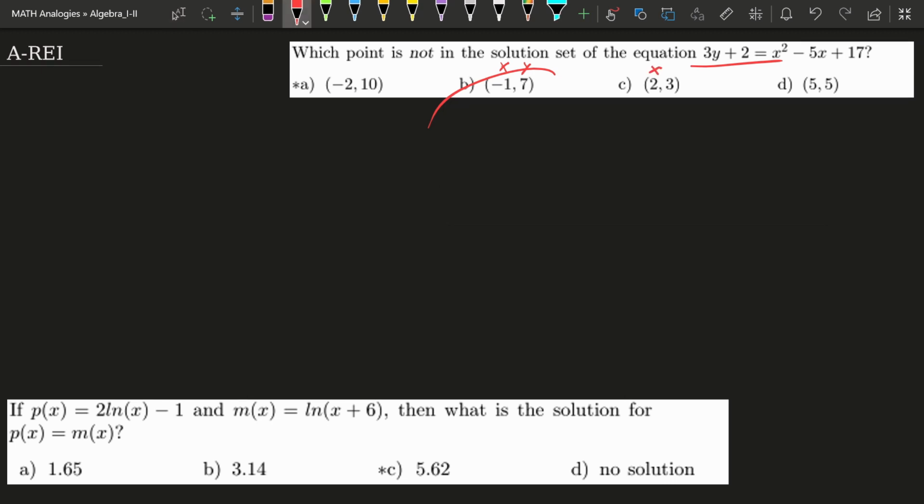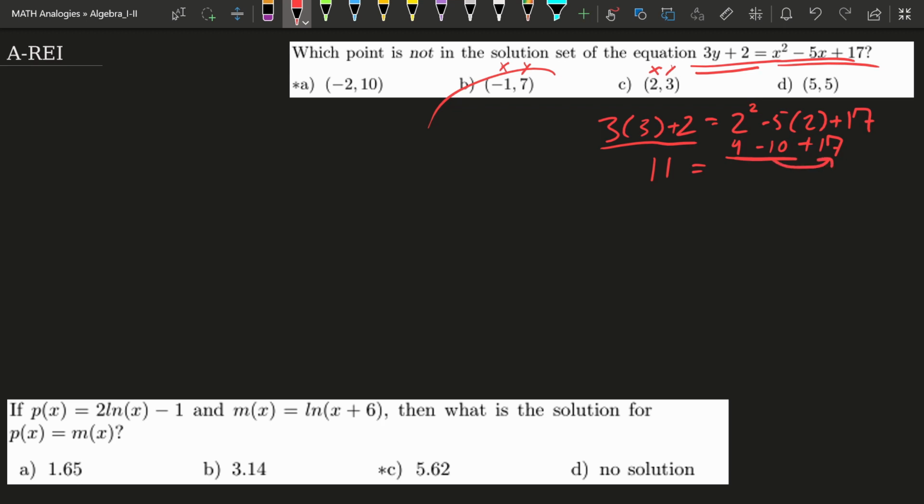Well, if we had 2 for x and 3 for y, that would be like 3 times y plus 2. Is that really equal to, when we use 2 for x, 2 squared minus 5 times 2 plus 17? So we would have like 9 plus 2 is 11. Is that really 4 minus 10 plus 17? Or like -6 plus 17? Yeah, that is 11. So it won't be choice C.